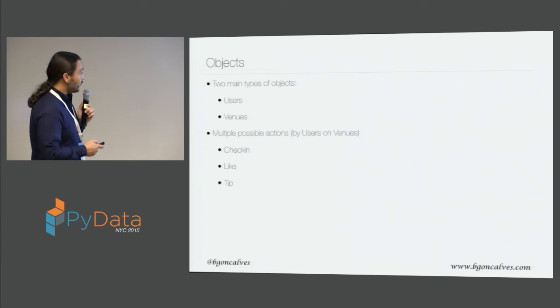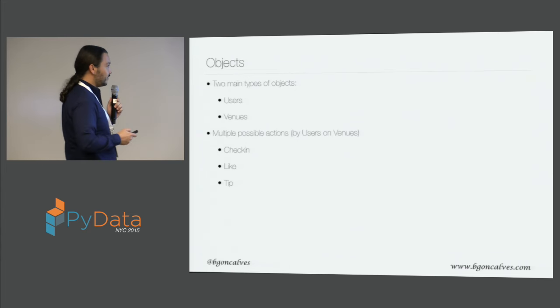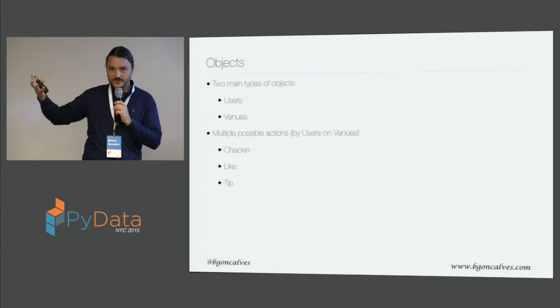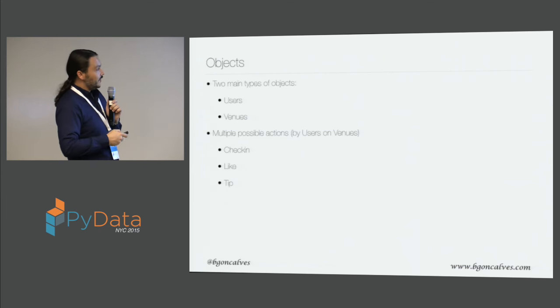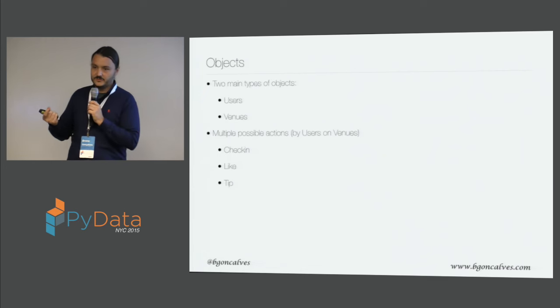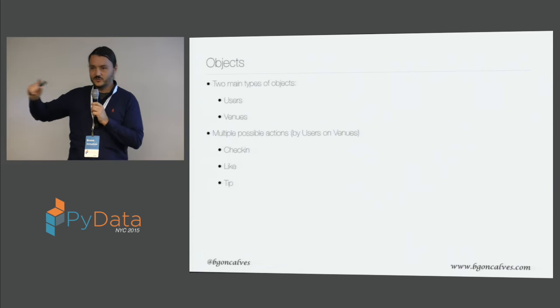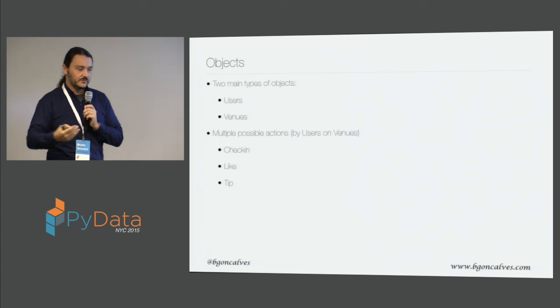Now, there are 2 main types of objects. You have users and venues, so people and places, if you want to think about it. And there are many things users can do on venues. They can check in, they can like, and they can leave tips. Right? So they say, like, in this place, you should try the steak. It's very good.